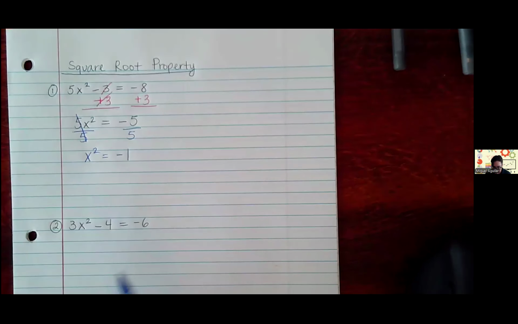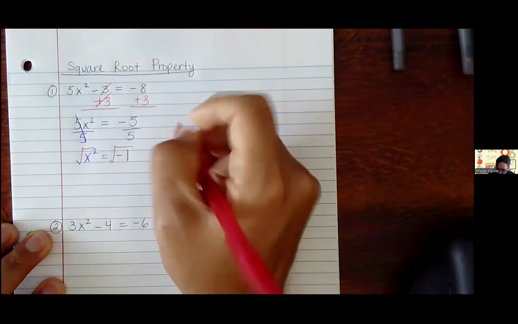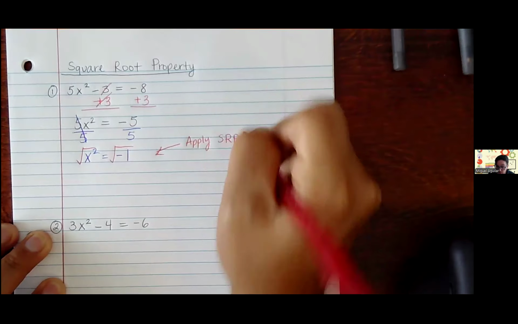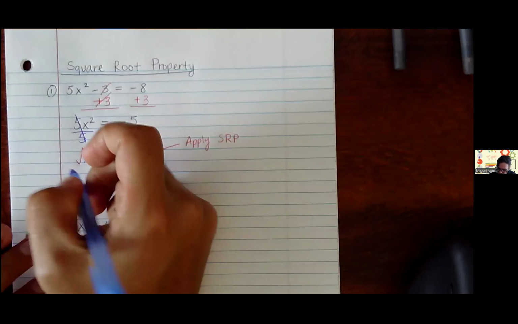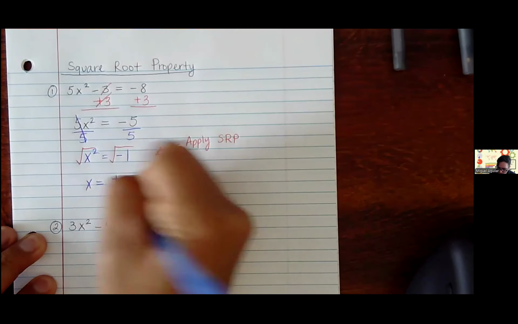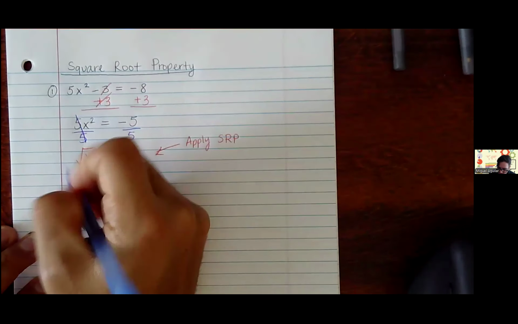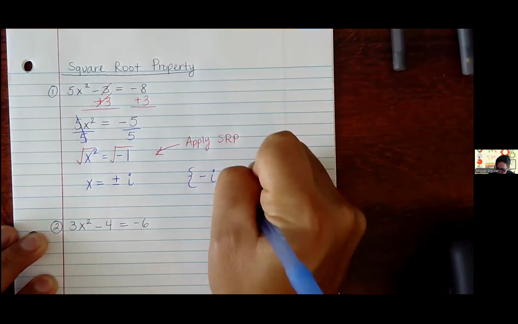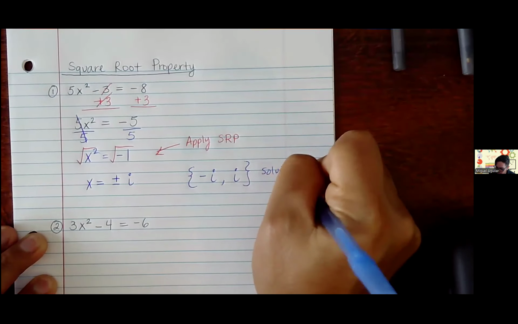And there's our friend that we should be preparing ourselves emotionally, spiritually, mathematically for: taking the square root of both sides. Remember, when we do this, we're applying the square root property. I'm just going to call that SRP for convenience. But now we should have x is equal to plus or minus the square root of -1, which we call i. So our solution set here is -i and +i. Okay, and we're done. We found both of our solutions.